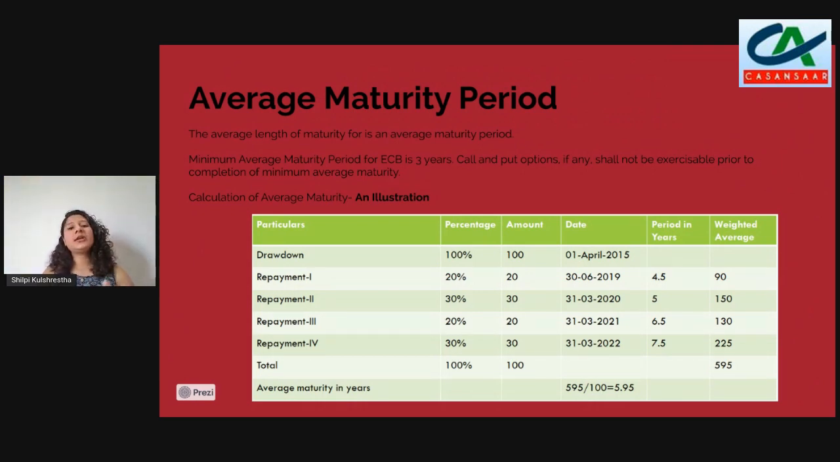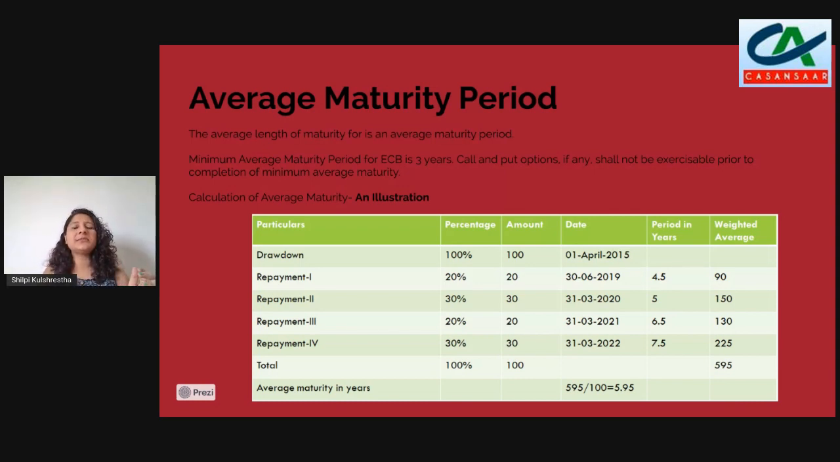And why is it important to identify the average maturity period? So that you can plan accordingly your repayment or your prepayment. The minimum average maturity period which RBI has defined is 3 years. So you can't do your call and put option if the average maturity period is not yet completed. And how to calculate this average maturity period?